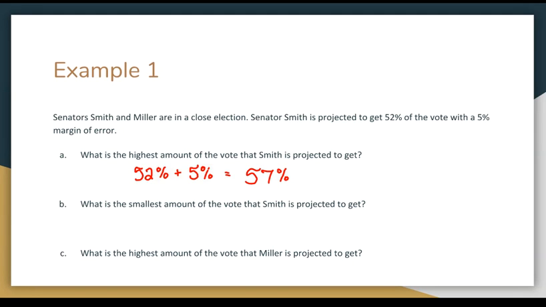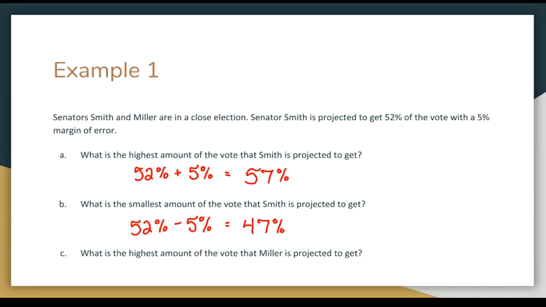Now, that is not to say that in the actual election, he wouldn't get 60% of the vote. Okay, this is just based on a survey of a certain number of people. That's why there's only a 95% confidence. He could get more than 57% in actuality, but this is just what the statistics are saying. The smallest amount of vote, you take your percent and you subtract the margin of error. So the smallest percent would be 47%. So there's a 10 percentage point range here because we have a 5% margin of error.